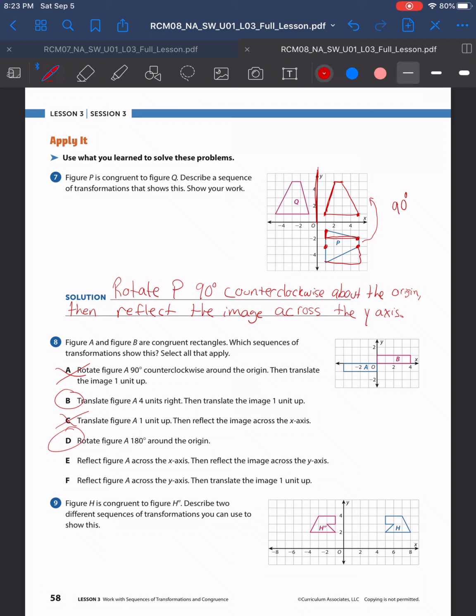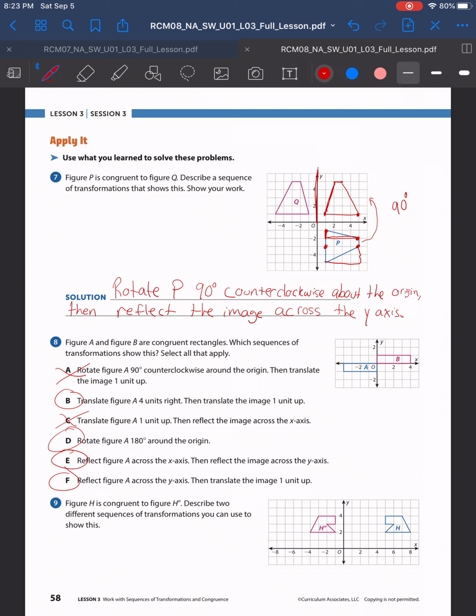Okay, let's try E. Reflect A across the x-axis. If I did that, it would be here. So far, so good. Then reflect it across the y-axis. Okay, there we go. It would land right on B. Okay, F. Reflect figure A across the y-axis. That means it'd flip over here. And then translate it 1 unit up. Yeah, there we go. I like F too. There's a lot of correct answers on that question.